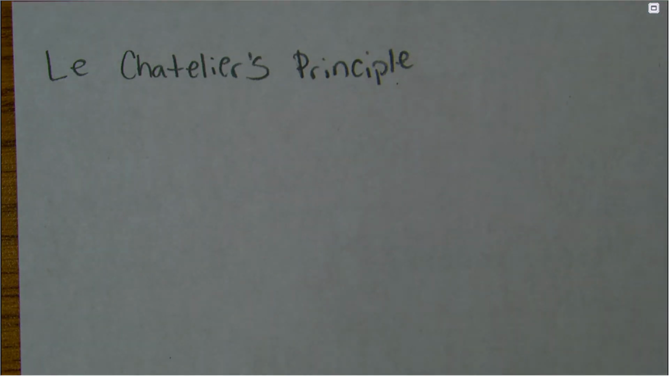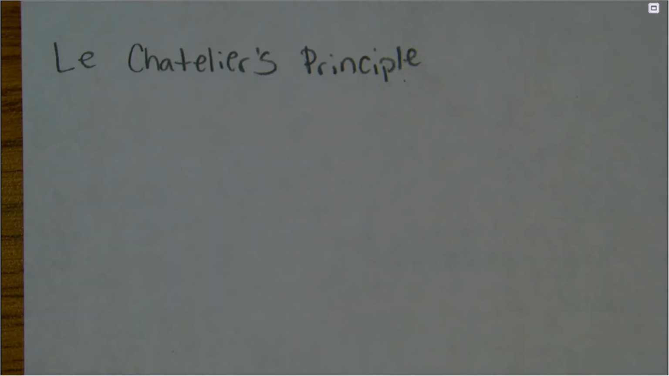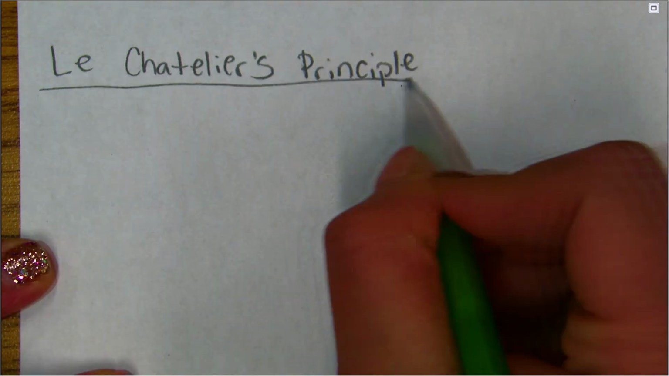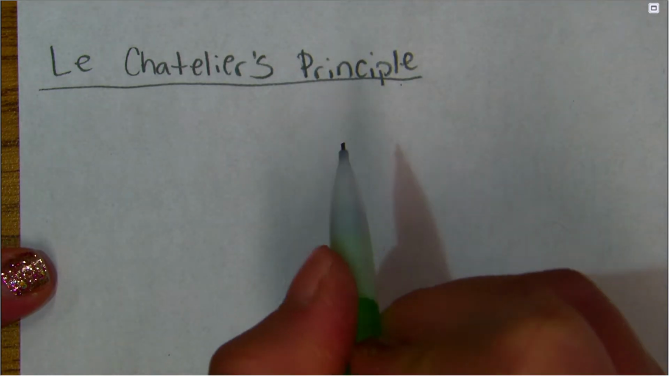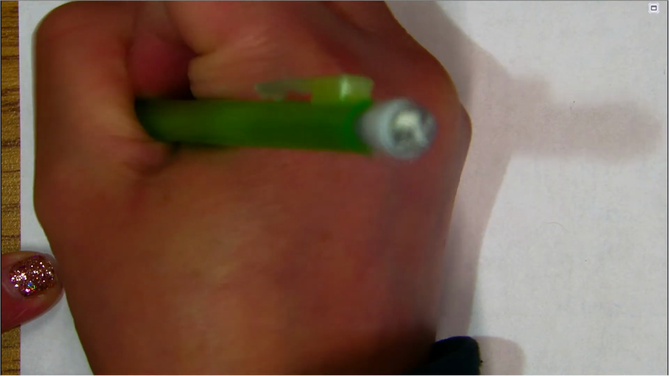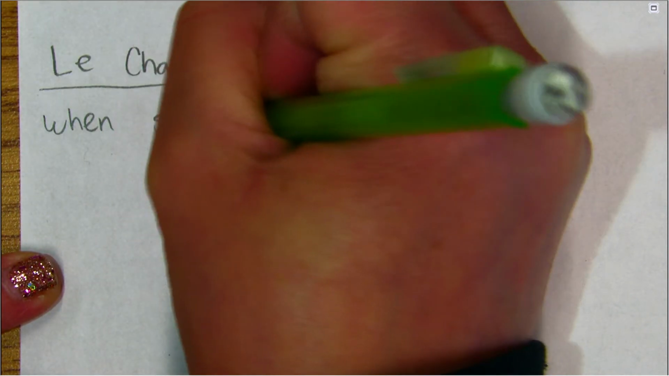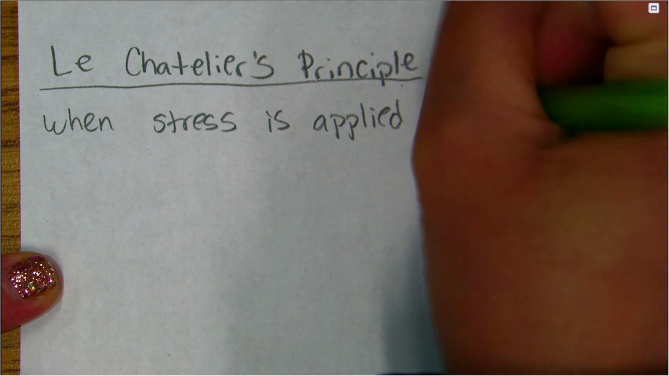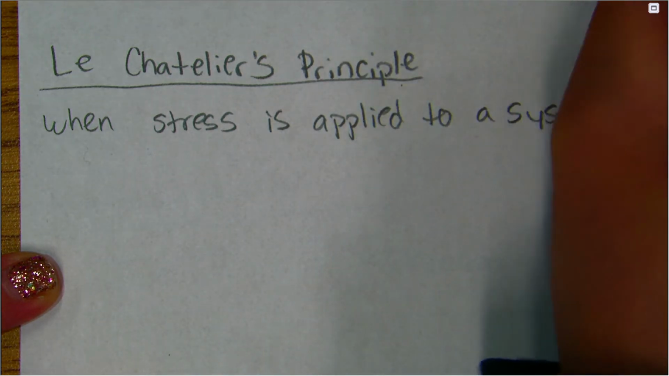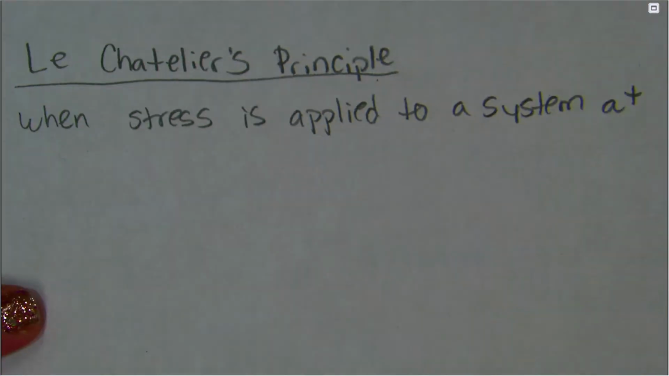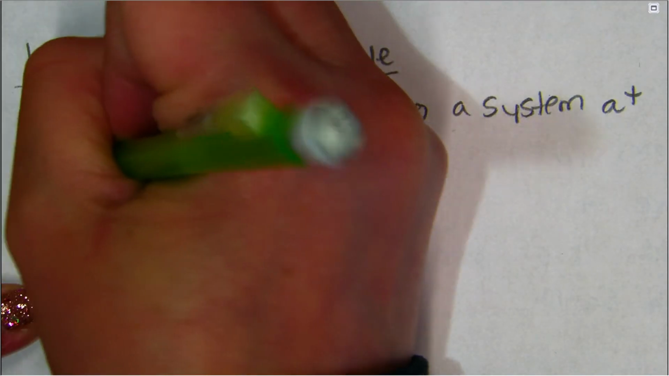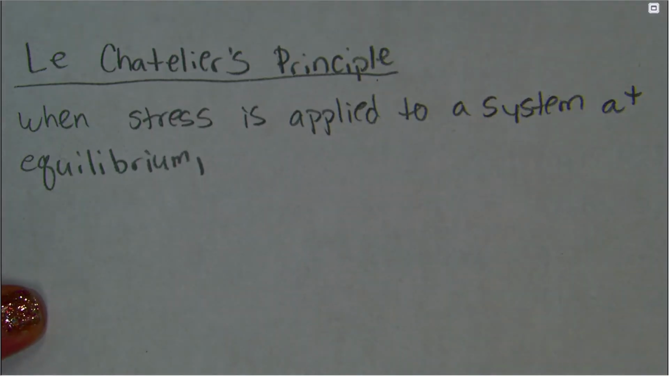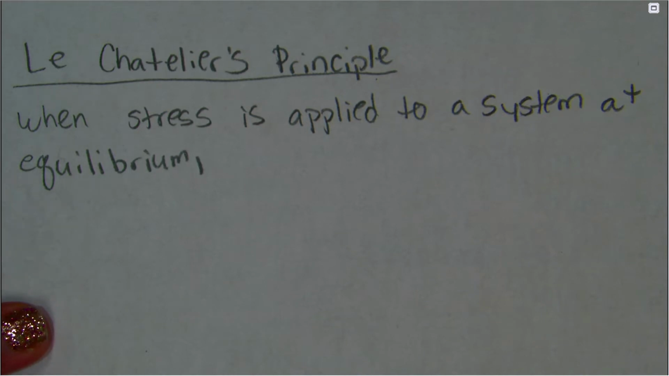So we're going to continue looking at equilibrium, and we're going to look at it in terms of Le Chatelier's principle. And Le Chatelier's principle says that when stress is applied to a system at equilibrium, the equilibrium will shift in the direction needed to relieve that stress.